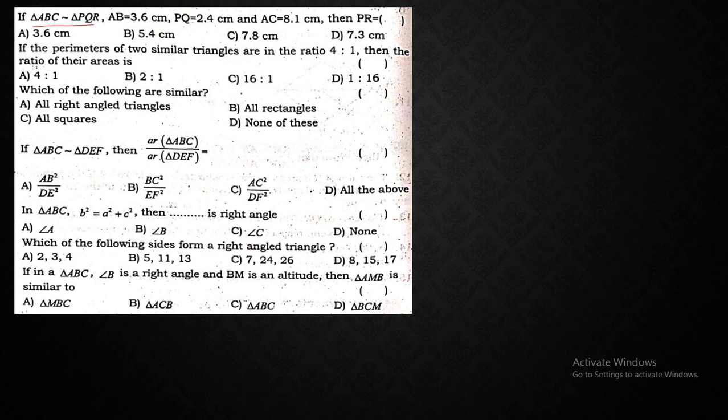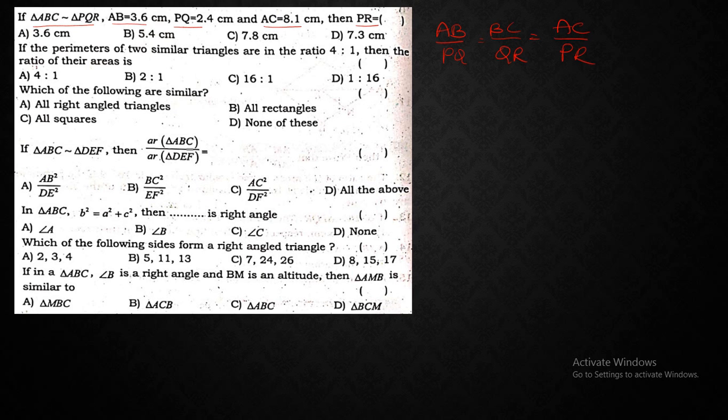Next, moving on to one more question. So triangle ABC is similar to triangle PQR. Then AB is given, PQ is given, AC is given, then PR is asked. Right? So what we can say? AB is similar to PQ. So ABC triangle is similar to PQR triangle. Then what we can say? AB by PQ is equal to BC by QR is equal to AC by PR.